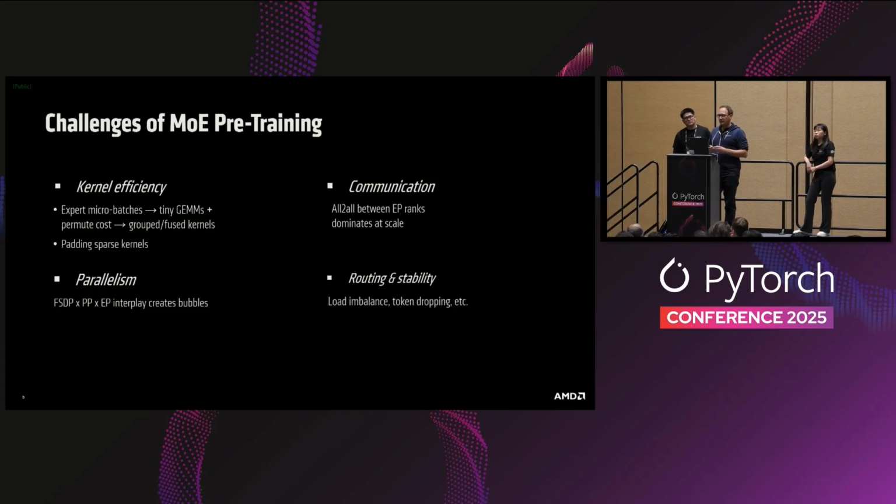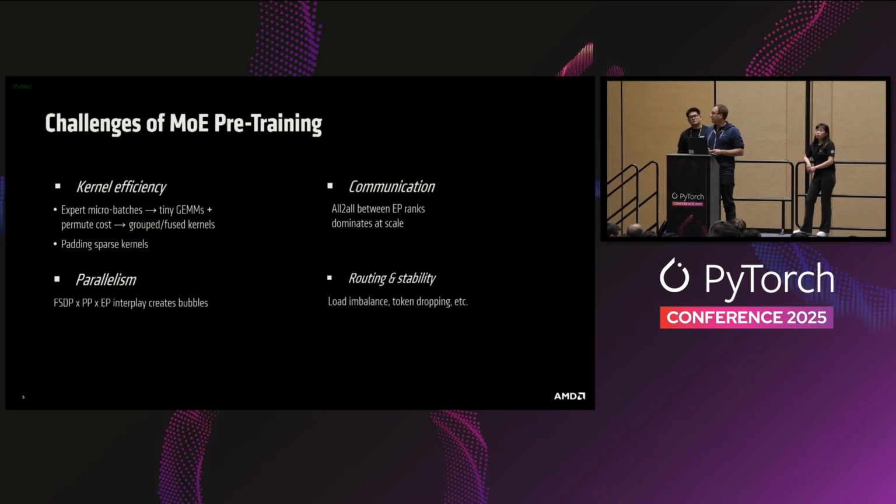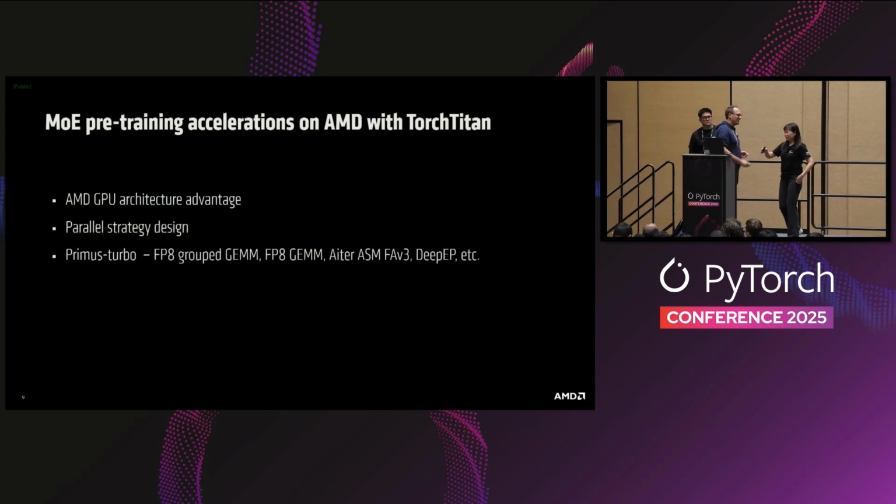And then there are routing and stability issues that you can face, where you basically have a routing collapse and you route all the tokens to a single expert, which makes your training inefficient, and also the accuracy will get worse. All right, so let's continue now with Liz and see how AMD solves these challenges.